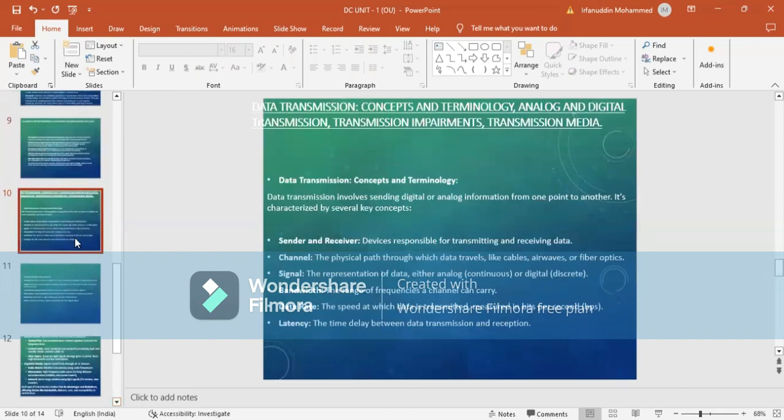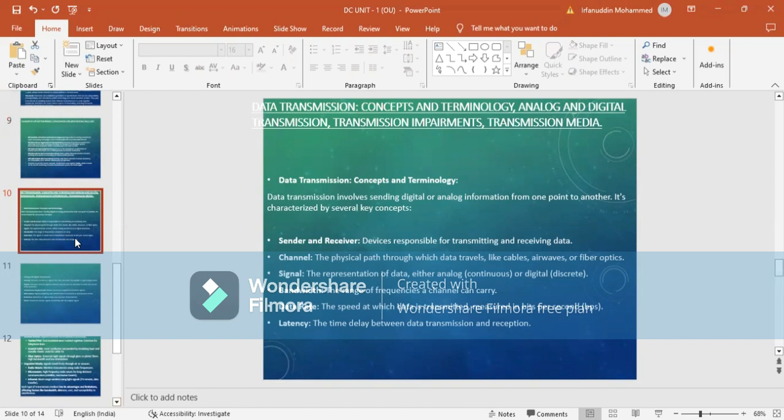Data transfer concepts and terminology: analog and digital, transmission impairments, transmission media, and data encoding. Data transmission concepts and terminology involve sending digital and analog information from one point to another, characterized by several key factors like sender, receiver, channel, signal, bandwidth, data rate, and latency.